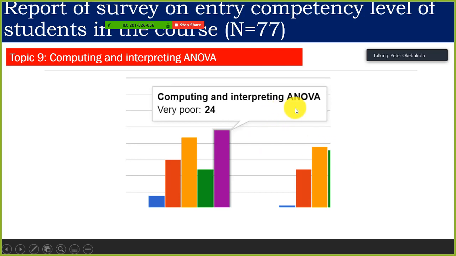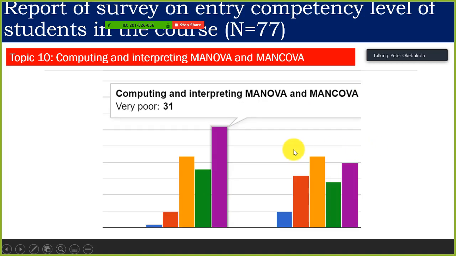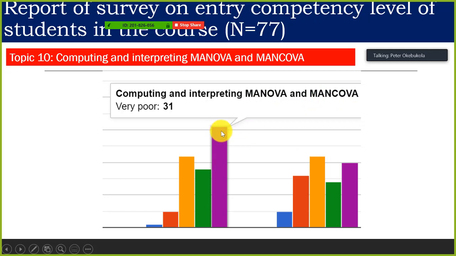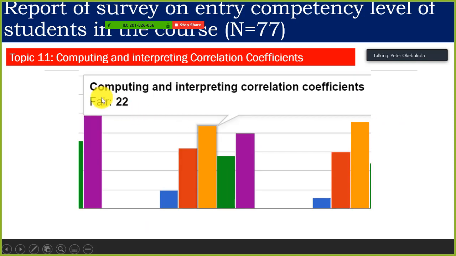So let's take on analysis of variance. So very poor, you can see. So we're going to spend quite a little while on analysis of variance. What about multivariate analysis of variance and multivariate analysis of covariance? You can see the purple bar has come up really strong. That's very poor. We go on to the next one.